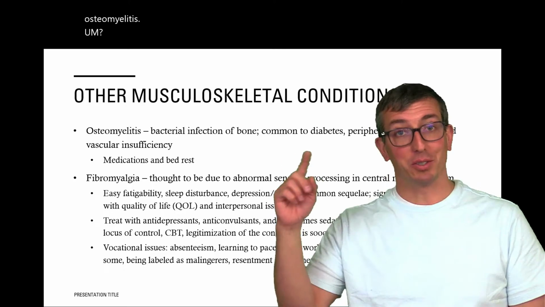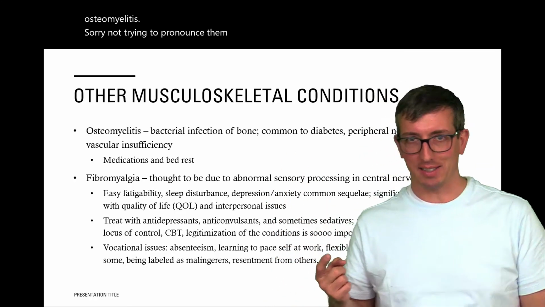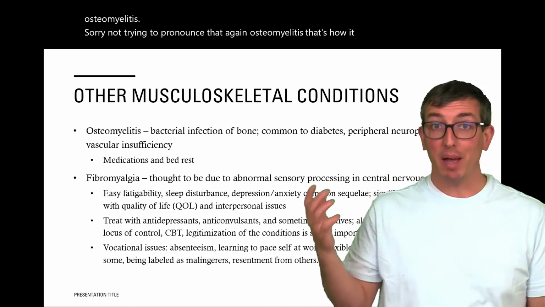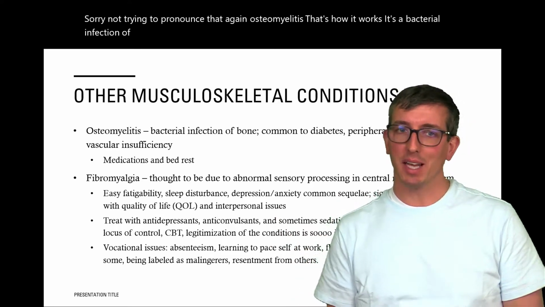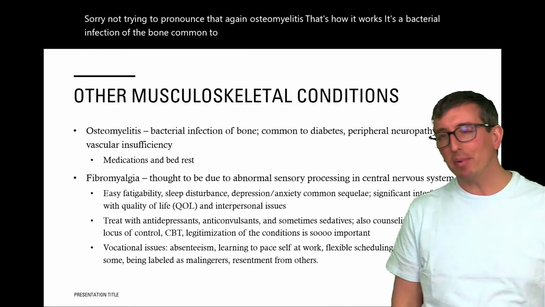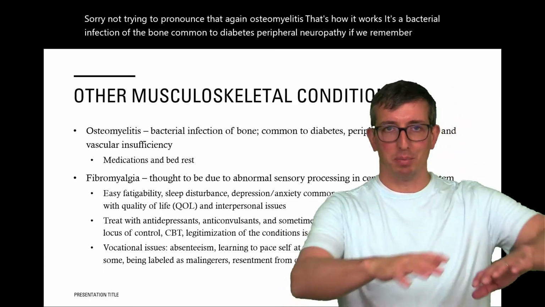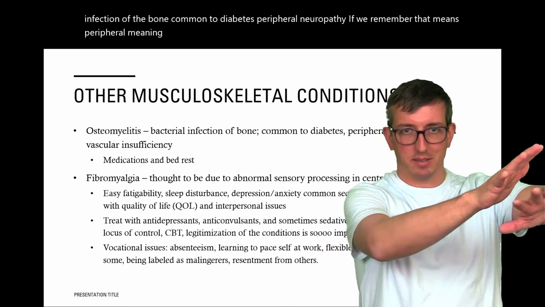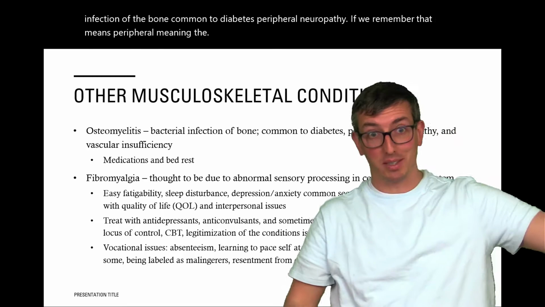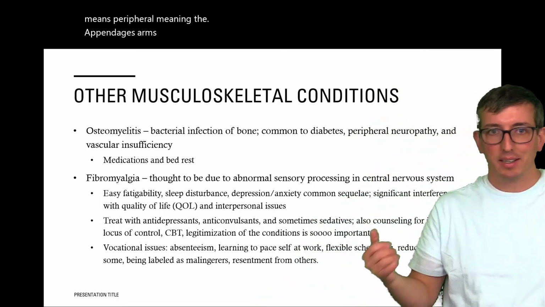Sorry. I'm going to try to pronounce that one again. Osteomyelitis. That's how it works. It's a bacterial infection of the bone, common to diabetes. Peripheral neuropathy, if you remember what that means. Peripheral meaning the appendages, arms and legs. Neuropathy just means pain.